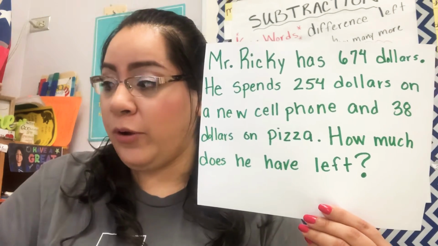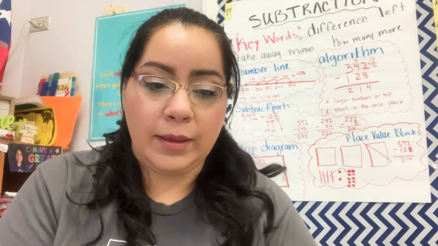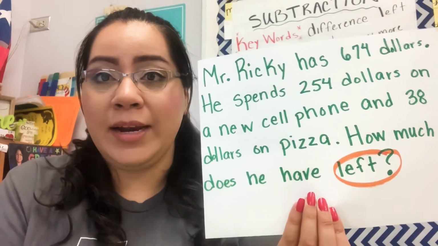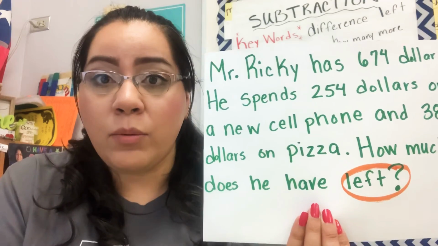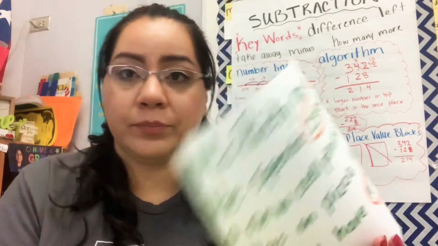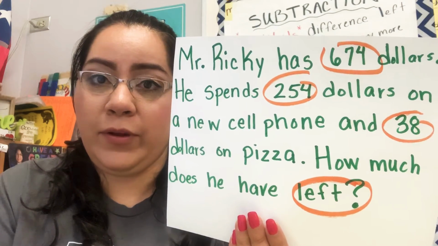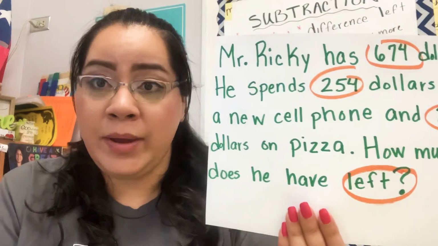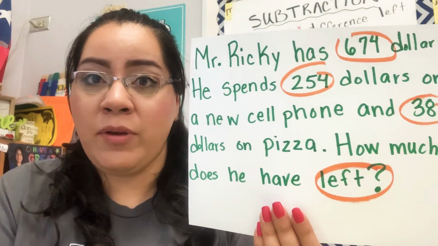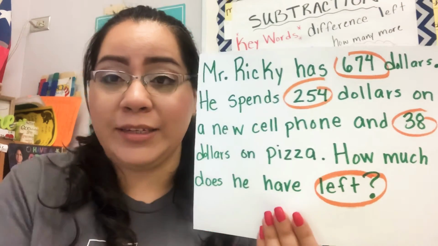Now definitely we're always looking at keywords. Left automatically is telling us subtraction. Now we have our numbers. We have 674, 254, 38. All of it is money. Okay, so now we have 3 numbers. We're trying to figure out how much is left from that total.